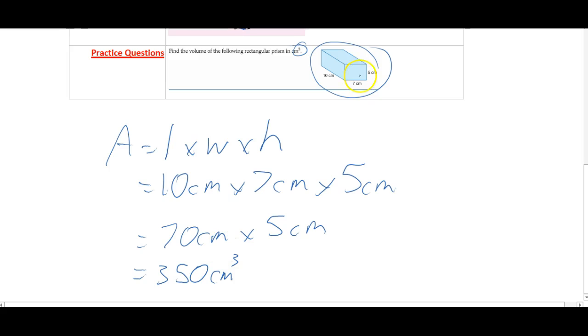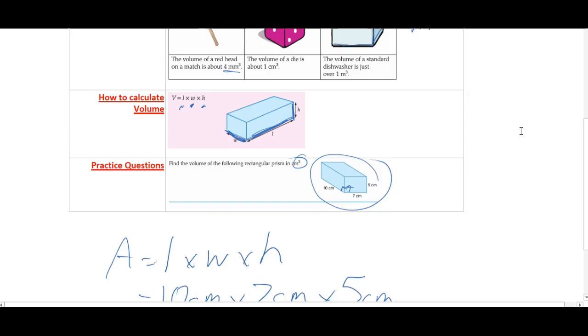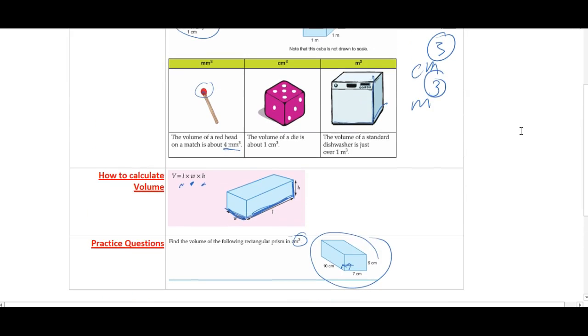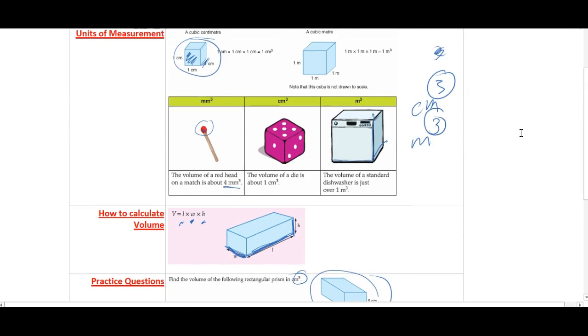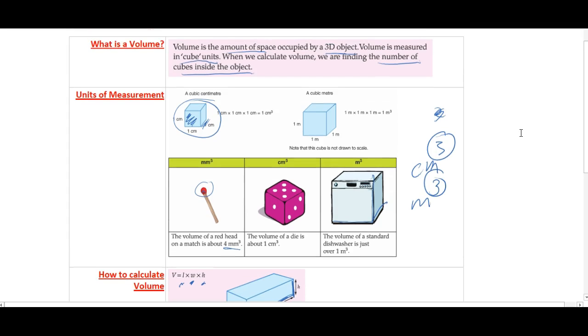So 350 centimeters cubed. There should be 350 of these little cubes that would fit in that to give me the volume. So that's how you calculate the volume of any shape. It's length times width times height. Remember, you're working with 3D objects here, and you're including those three dimensions of length, width and height, and make sure you also have cubed with your units of measurement at the end.